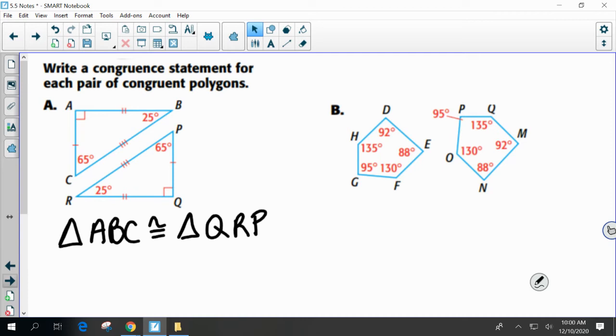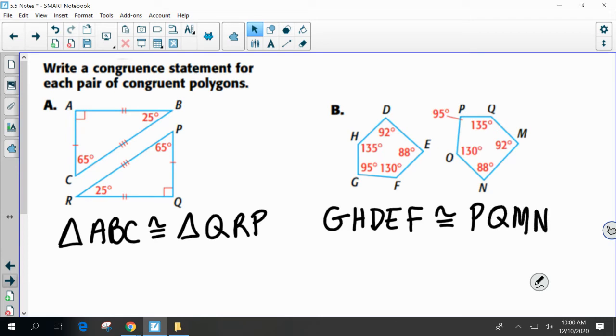So we're going to do the same thing with this pentagon. I'm going to start with my 95-degree angle. So I'm going to go G, H, and then just go around. H, D, E, F. So then I have to do the same thing. Which one corresponds with 95? P. Then I have to go to 135 and then go around. So Q or O? Q. So I'm going to just go around. P, Q, M, N, O.